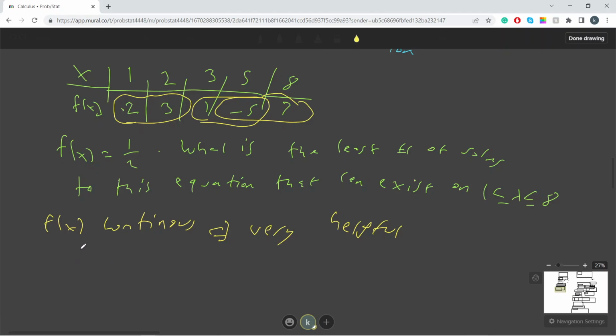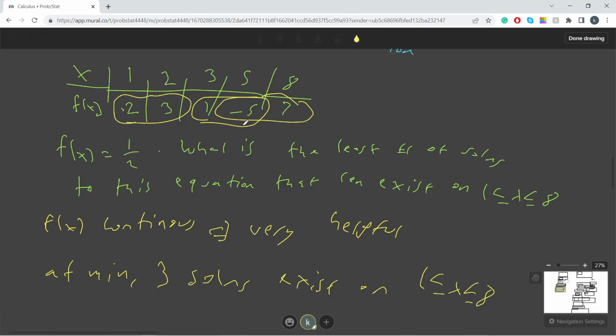So you see here, because the IVT says that at least one solution must exist, based on the way the theorem is defined, at minimum 3 solutions exist on 1 less than or equal to x less than or equal to 8.